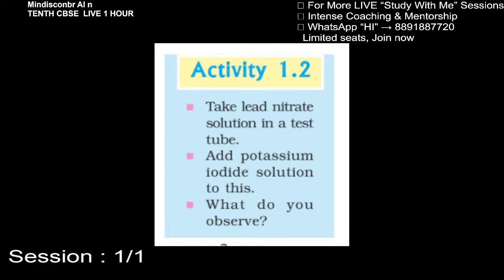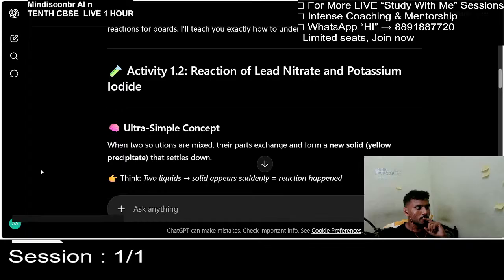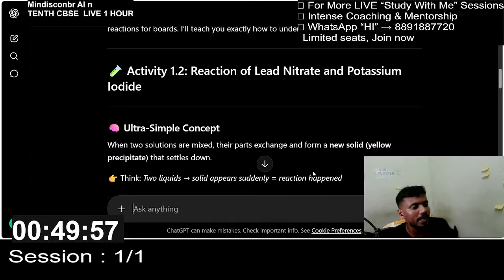Hi all. Today we are going to study activity number 2 from the chemical reactions chapter. What is the activity? Reaction of lead nitrate and potassium iodide.